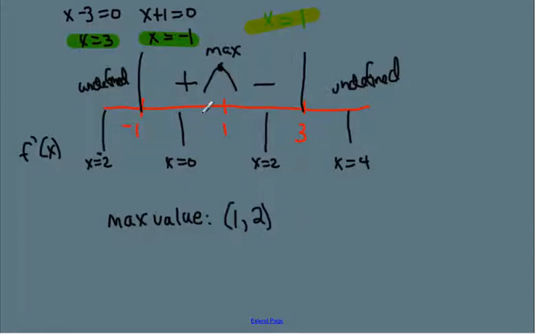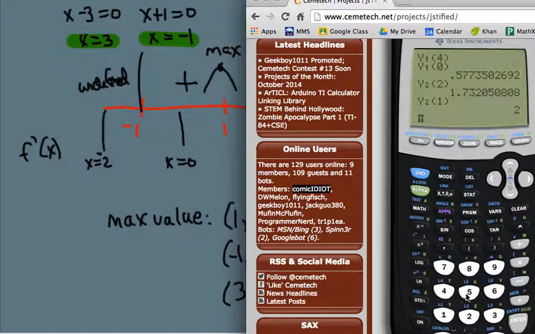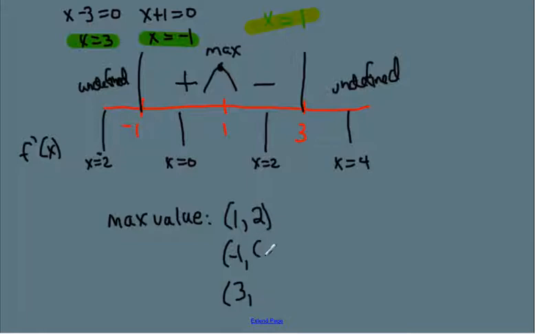Now there's a pretty good chance, because this graph is coming down, that these are going to be min values because the graph comes down and it's dropping. So let's look at those values and see what's going on. We know we could have endpoints, so we've got to test these. We've got to see what's going on at -1 and at 3. If I go to the graph and plug in -1, I get 0. So at -1, 0.